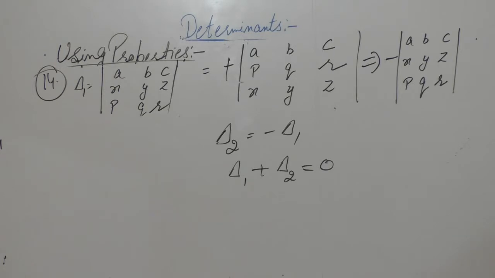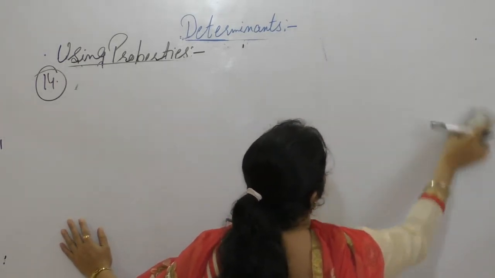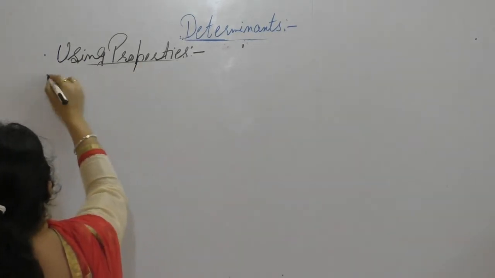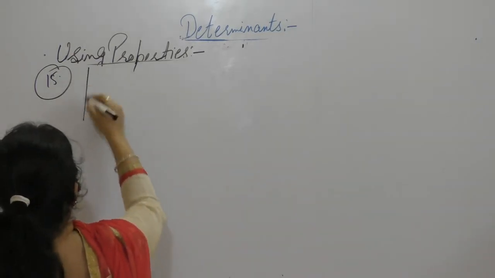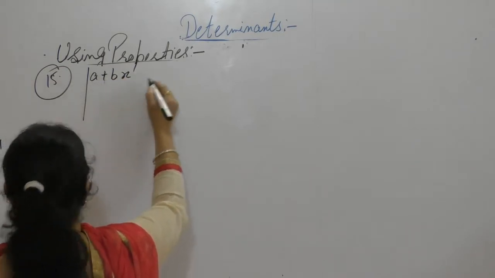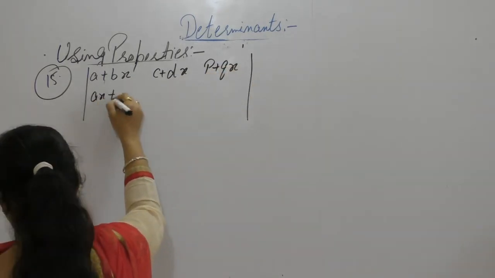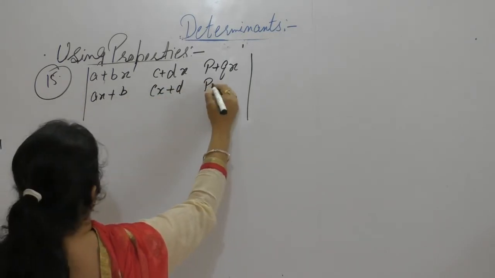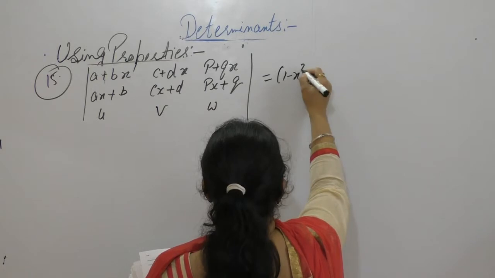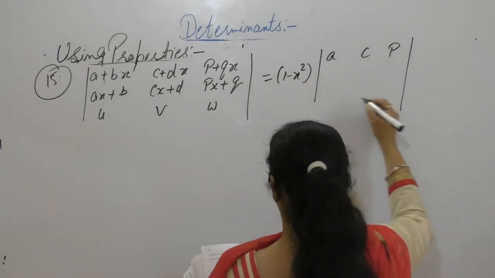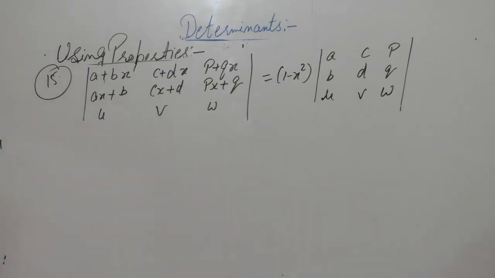Now the next one is question number 15. Without expanding, prove that the determinant A plus bx, C plus dx, P plus qx, Ax plus B, Cx plus D, Px plus Q, U, V, W is equal to 1 minus x square times the determinant A, C, P, B, D, Q, U, V and W. Without expanding, prove this.